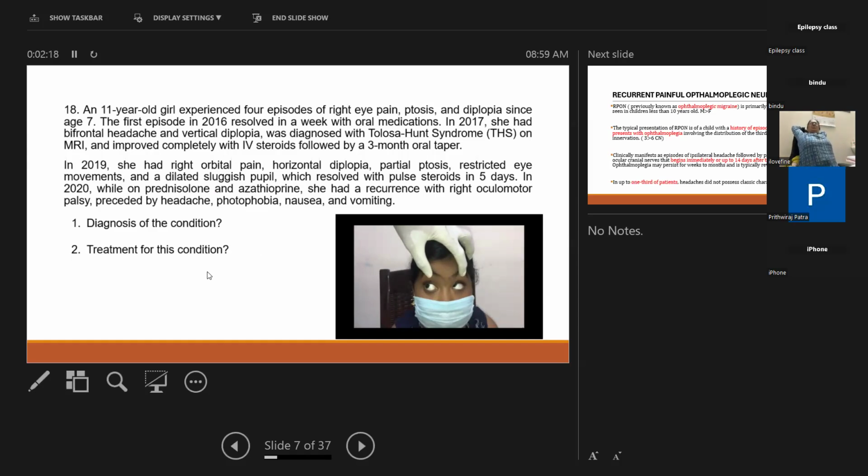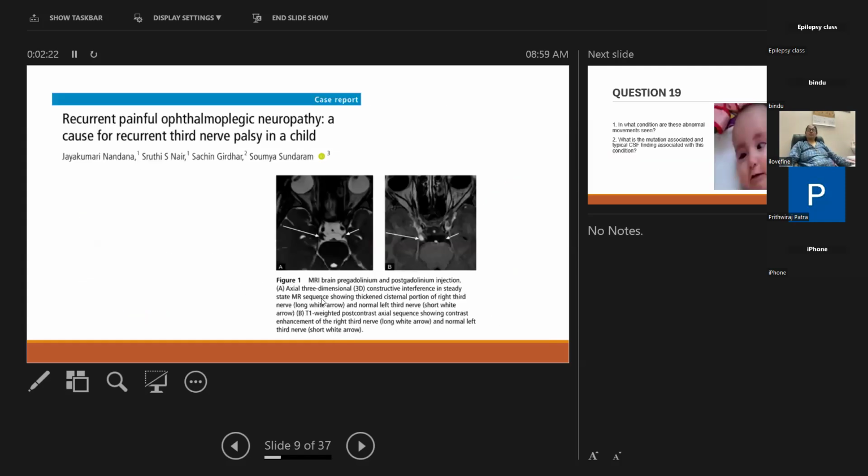This time the MRI showed thickening of the right third nerve with enhancement. About 30% of patients respond to steroids, but typically anti-migraine drugs can be given. The patient has been asymptomatic for 4 years since then.